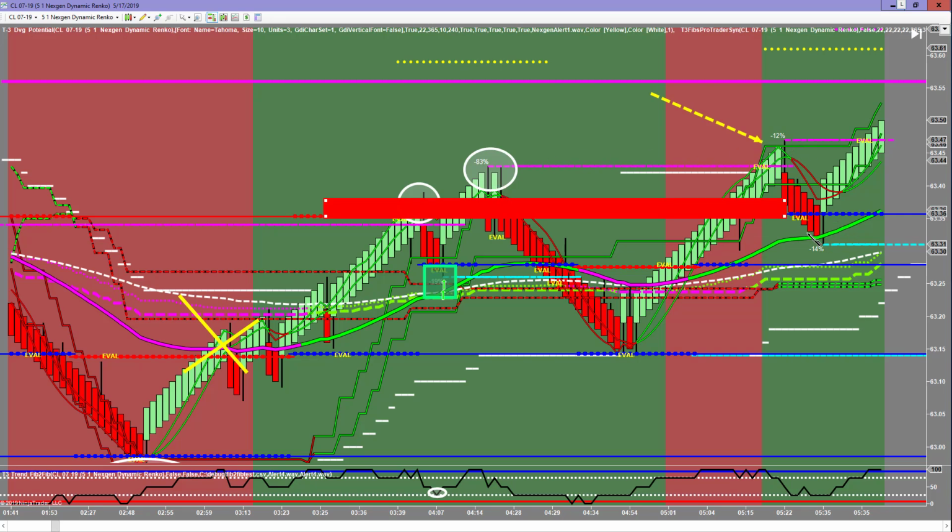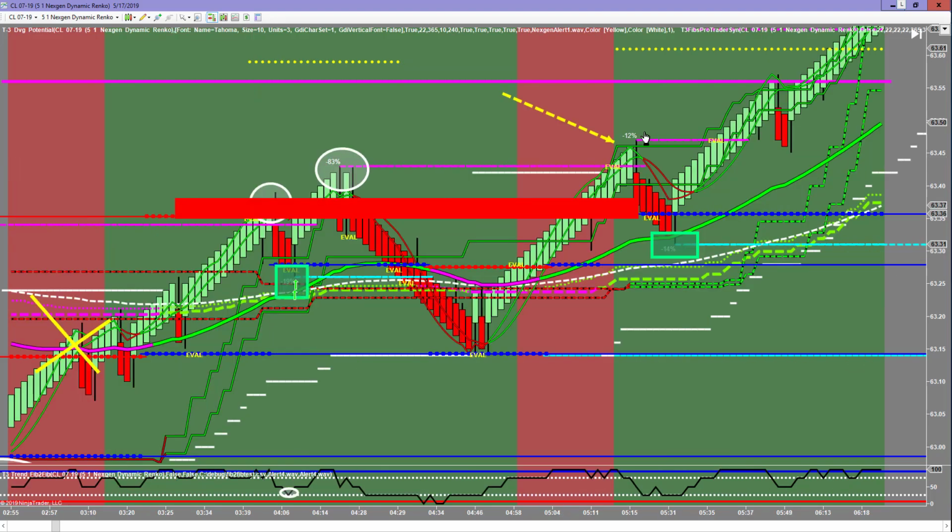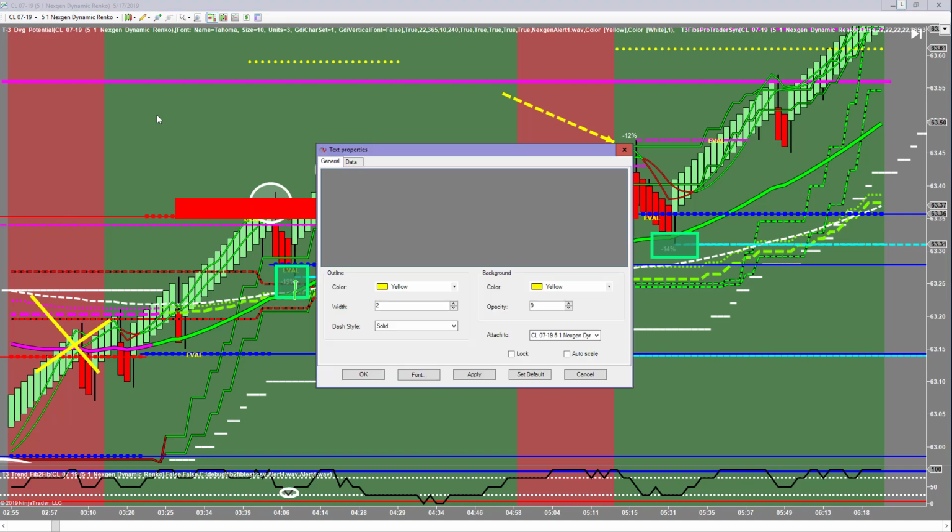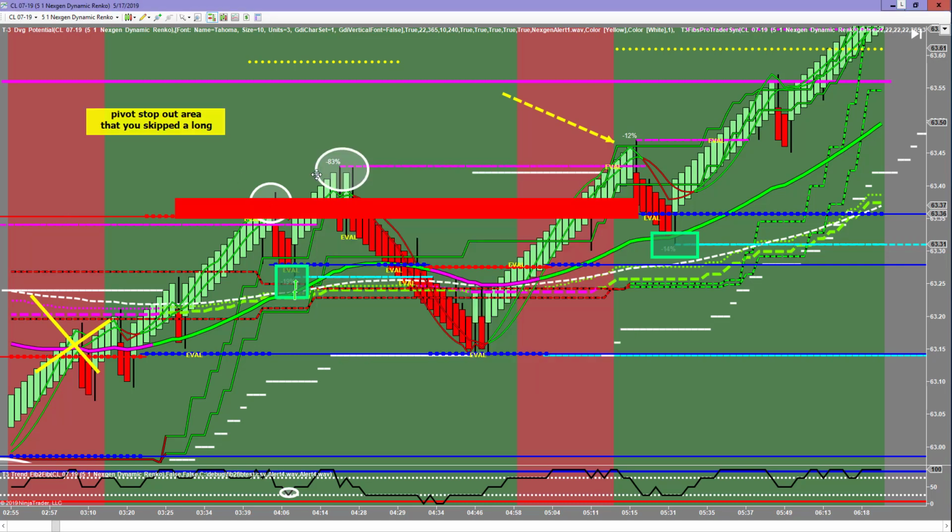And again, there's going to be a lot of trend trades that you're going to recognize, like this one, and you may take it, you may not take it. Traditionally, I'm kind of talking about some of the rules and termination rules, but look, this was the pivot stop out area that you skipped a long, right? A long trade. Eventually that area is going to break, right? It's going to keep messing around. And when it breaks, usually when your pivot stop out area breaks, you can keep going with the trend.